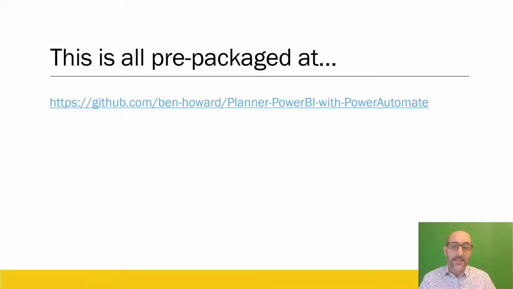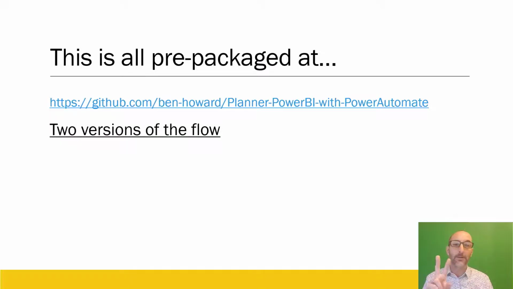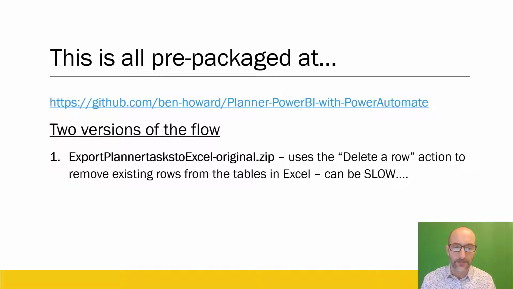This is all pre-packaged at github.com/ben-howard/planner-Power BI with Power Automate. You can go and look at that. Now, I've got two versions of the Flow on there. I have the original version, and the original version uses an action called delete a row. That deletes all of the rows from the Excel table.